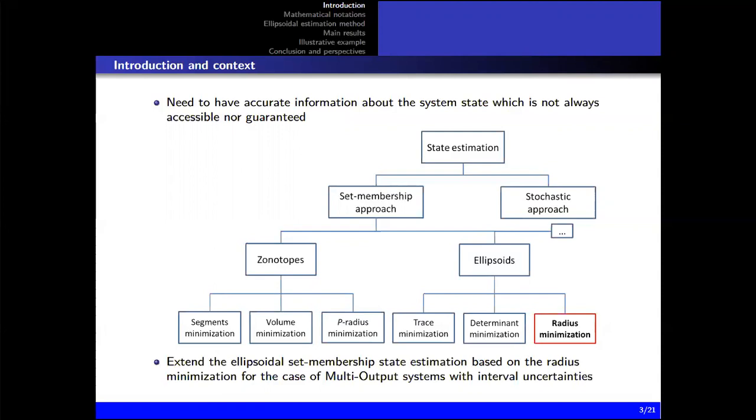In this work, we propose a method based on the radius minimization, which is a good trade-off between the trace minimization and the volume minimization methods. This method will be applied to multi-input, multi-output systems with interval uncertainties.